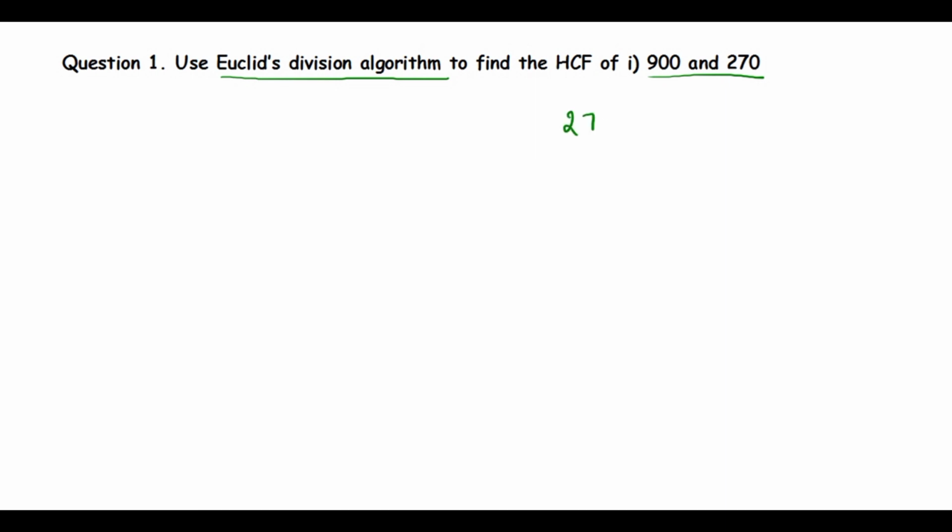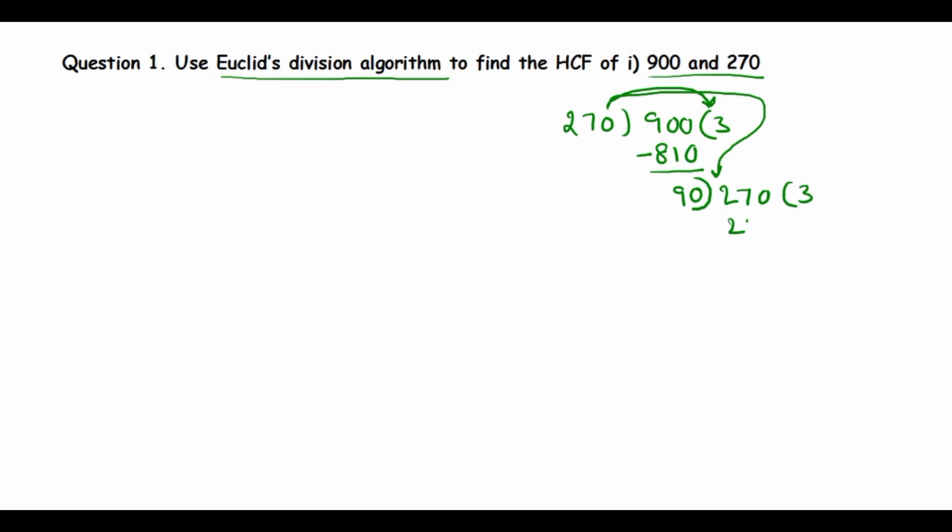First, we have to divide 900 by 270. 270 times 3 you get 810. If you subtract it, you will get 90, and this remainder 90 can be taken as the divisor. Take the previous divisor 270 as the dividend here. Then 90 times 3 is 270, so the remainder you get here is 0. Since the remainder is 0, this 90 is called the HCF of 900 and 270.